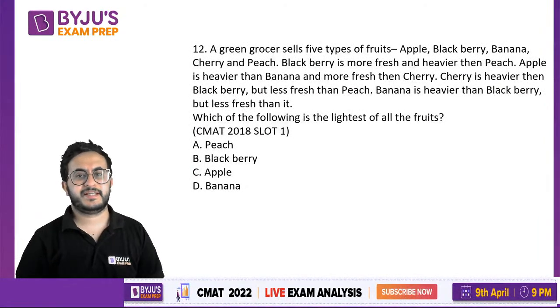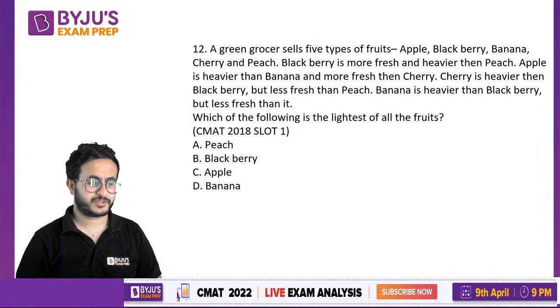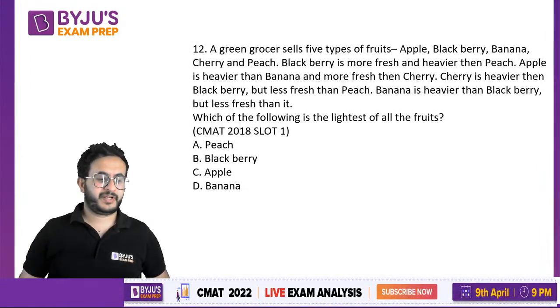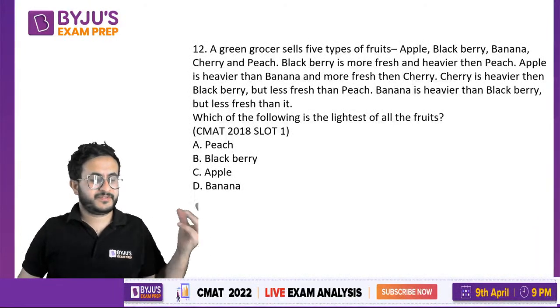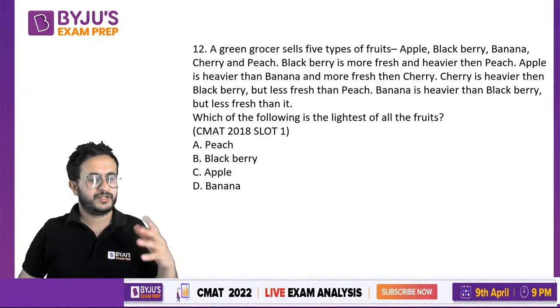A greengrocer sells 5 types of fruits: apple, blackberry, banana, cherry, and peach. And then fresh and heavy things are given to us. You have to tell the lightest of all fruits. So again in this same question, apply your brain. Do not worry about freshness. What it is asking is which is lightest. So leave the concept of fresh. Wherever it says it is more fresh than this, ignore that. Just read about heavy or light.